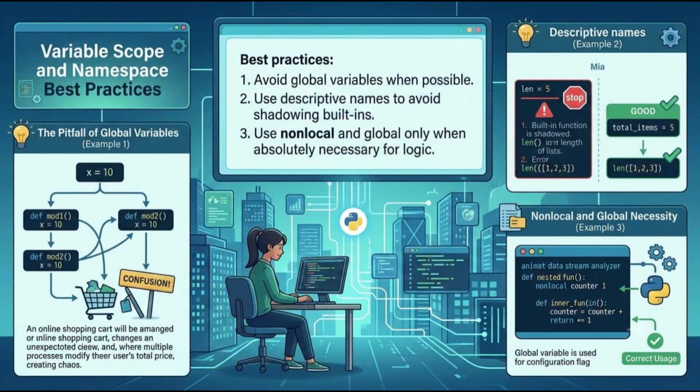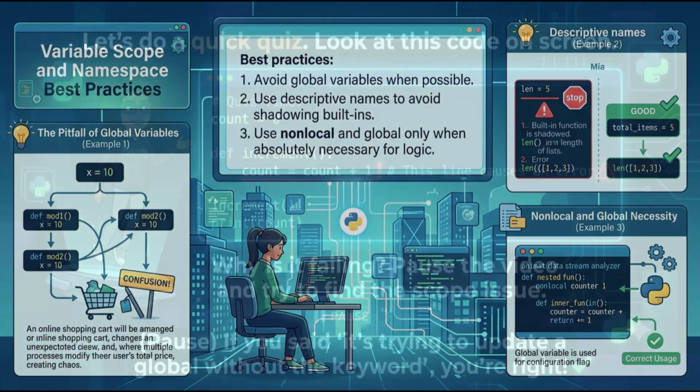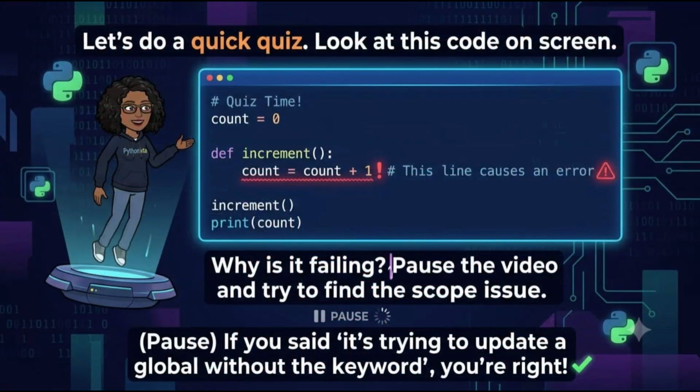Best practices: 1. Avoid global variables when possible. 2. Use descriptive names to avoid shadowing built-ins. 3. Use nonlocal and global only when absolutely necessary for logic. Let's do a quick quiz. Look at this code on screen. Why is it failing? Pause the video and try to find the scope issue.